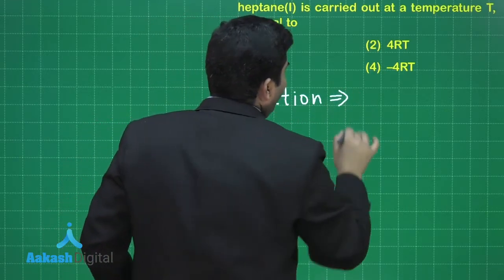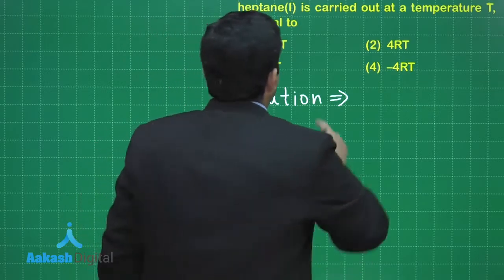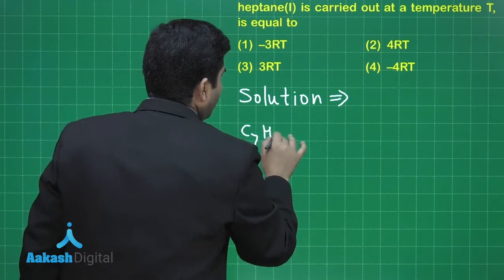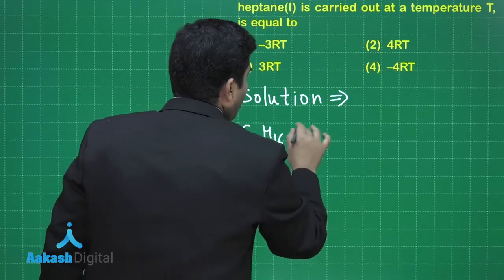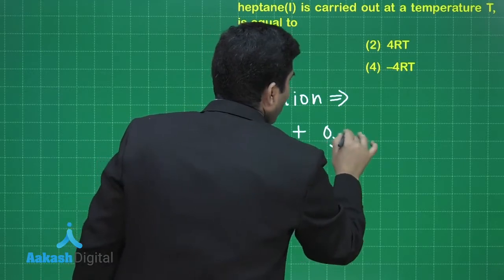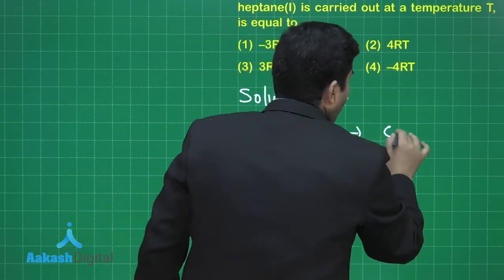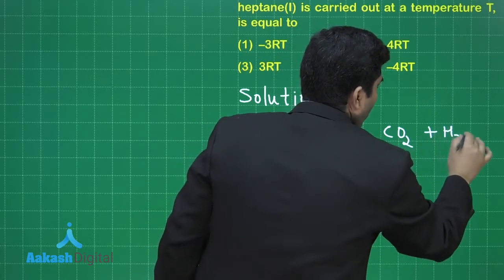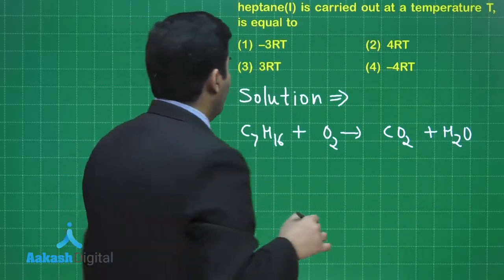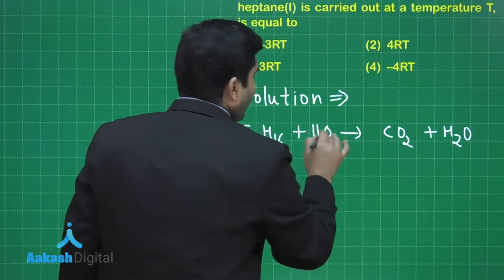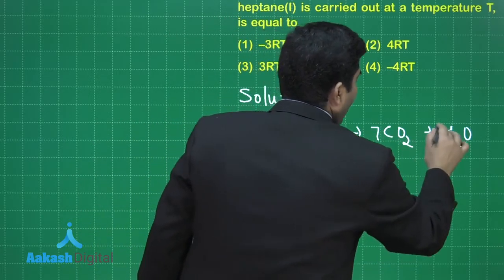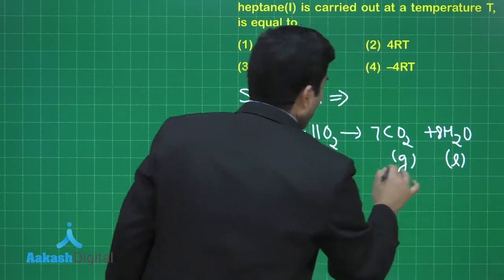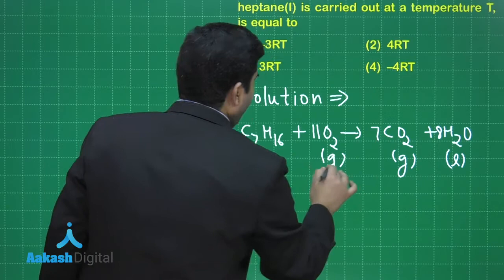For this we have to write down the equation first, and since it is heptane, the formula of heptane is C7H16 plus oxygen O2, and it will give us CO2 and H2O. Now we have to balance this reaction. When we balance this reaction, it will be 11 O2 and 7 CO2 and 8 H2O. But H2O is liquid, CO2 is a gas, oxygen is a gas, and heptane is liquid.